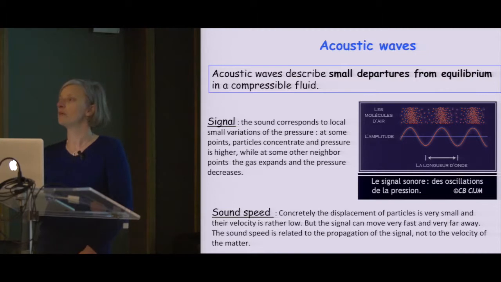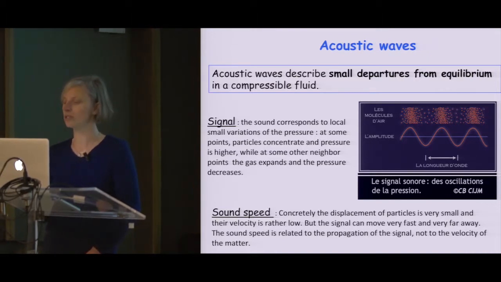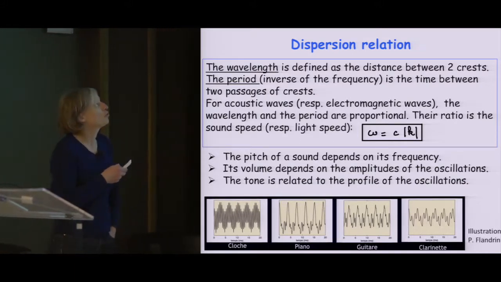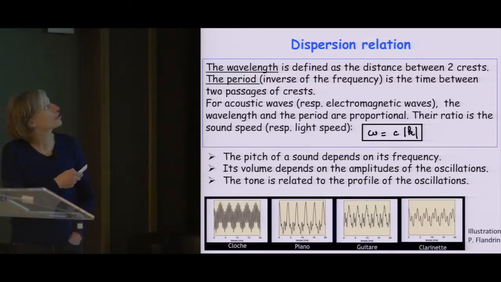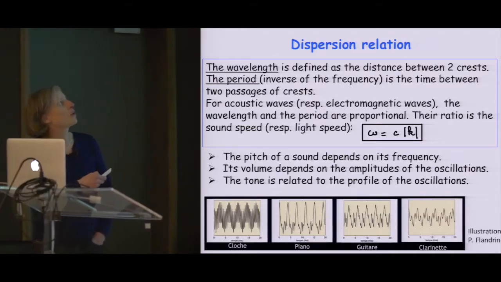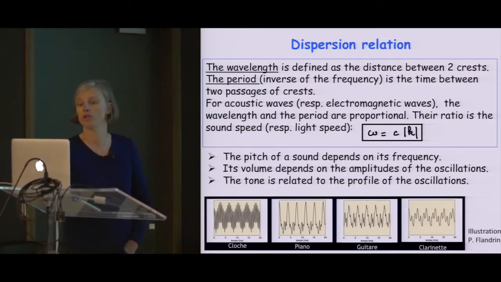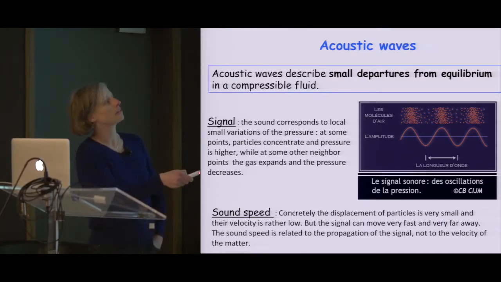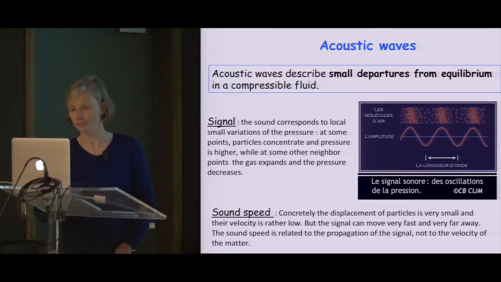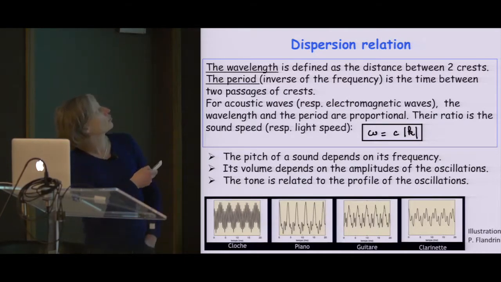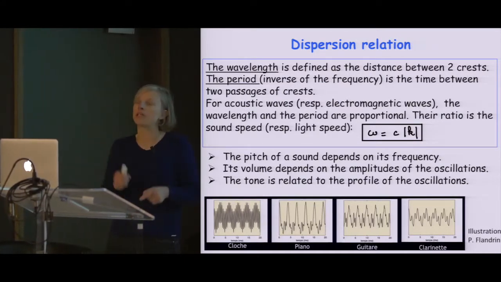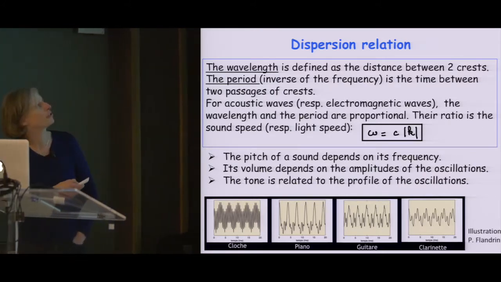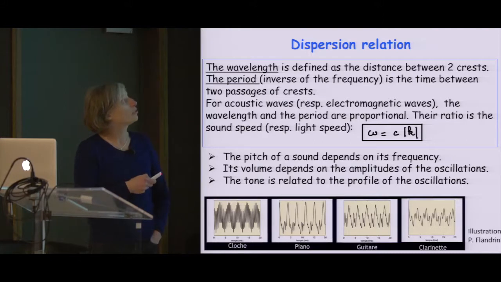And with this most basic wave, what I would like to discuss are some very important notions for the propagation of waves. So the first thing that I have to define is the wavelength. So the wavelength is just the typical distance between two crests here. So this is the wavelength, and its inverse is the wave number. And then you can also define the time in between two crests, which is called the period, and the inverse of the period is just the frequency.